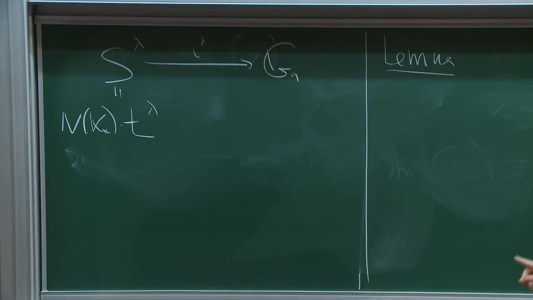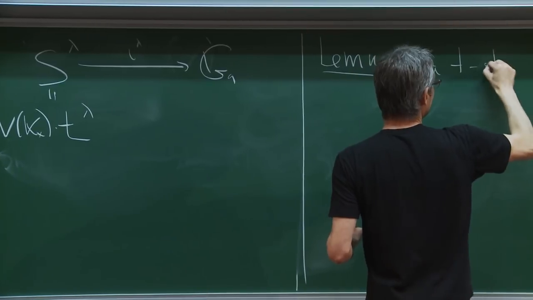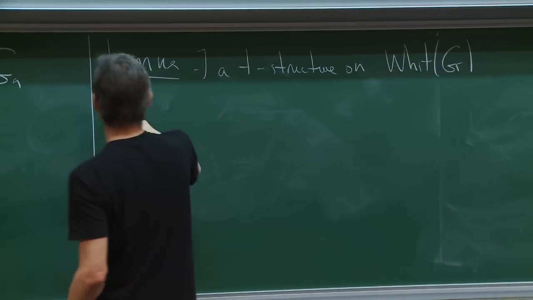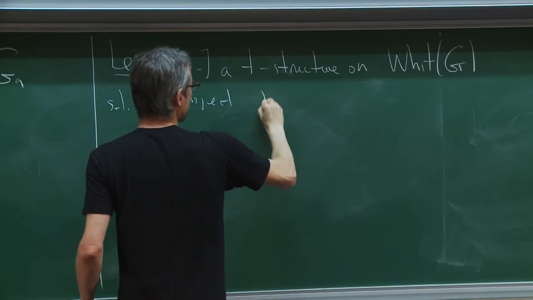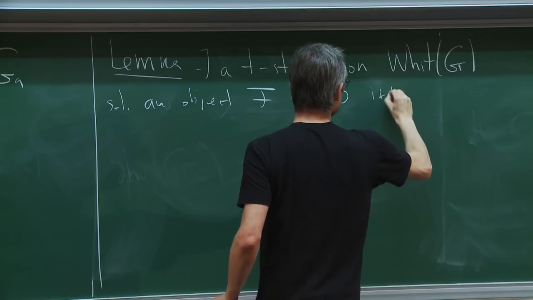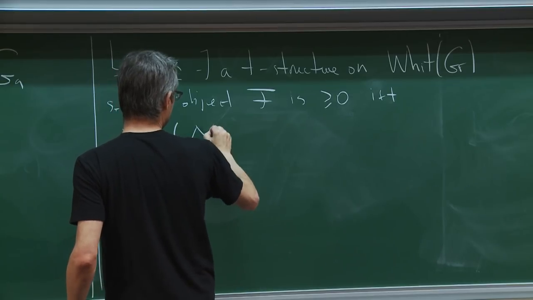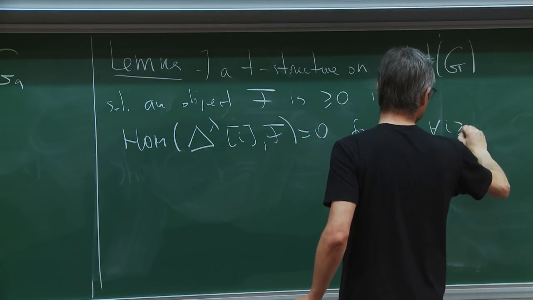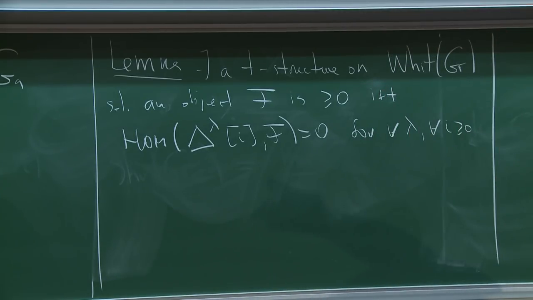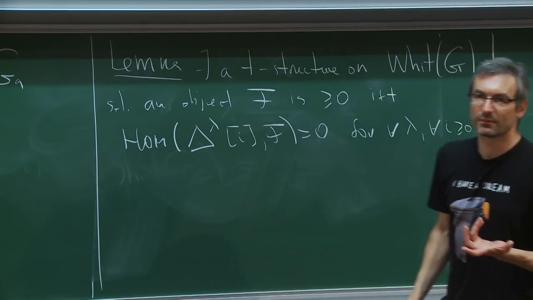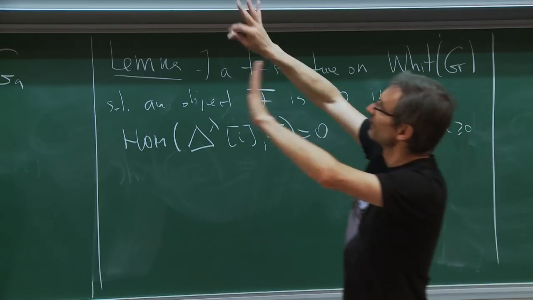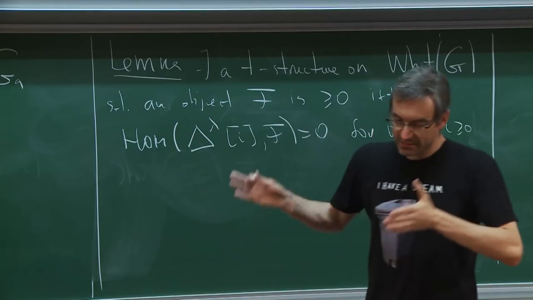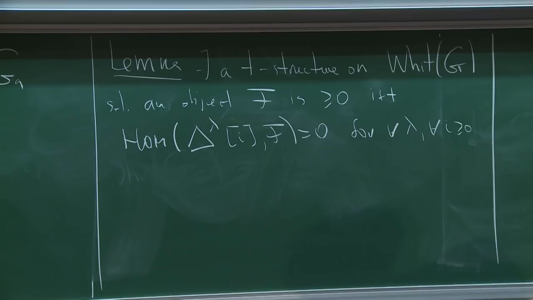So, lemma, please pay attention: there exists a T structure on Whittaker such that an object F is cohomologically greater than or equal to 0 if and only if hom from delta lambda to F is in degrees greater than or equal to 0 for all lambda. So you can create a T structure on my category, which is generated by these objects delta lambda. From the point of view of the initial T structure, all of my objects are trivial, yet when taken on its own, the category that I obtain has its own T structure, generated by these objects delta lambda.